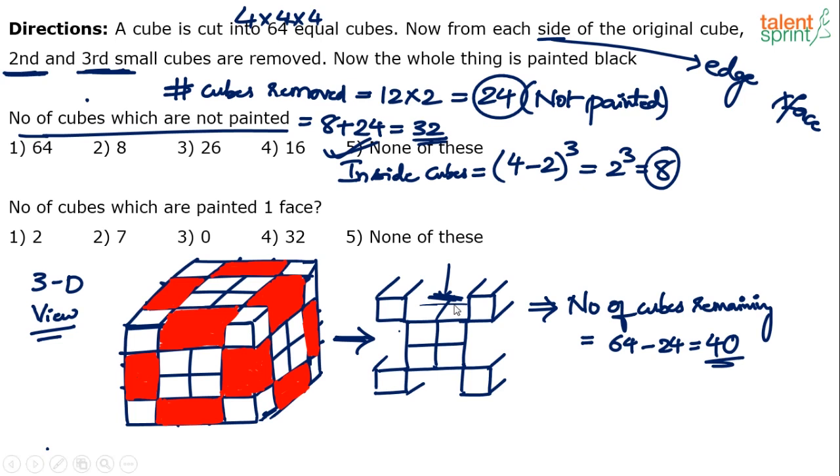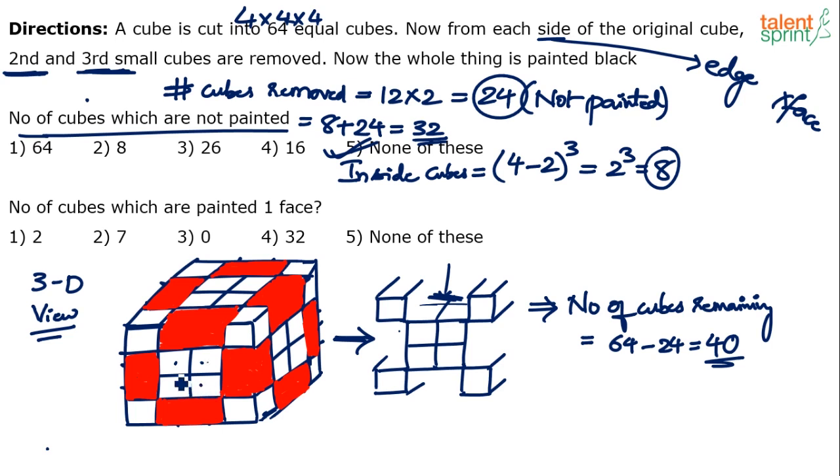Now, from these 40, he asks how many cubes are painted on one face. Of course, these 24 which are removed are not painted. How many are there where one face is painted? Try and understand. Will there be any cube where one face is painted? Try and look at this big figure. All these 4 cubes are painted on one face. Number of cubes which are painted on one face.